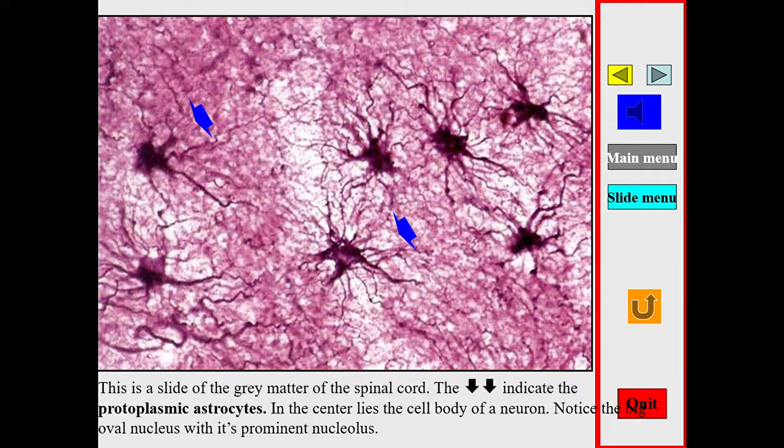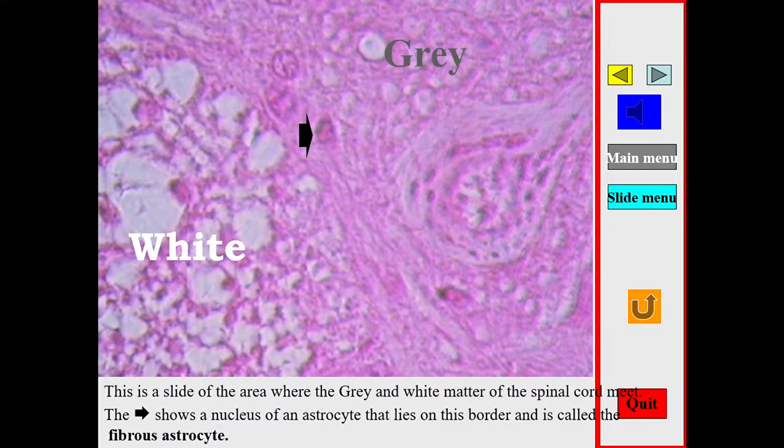Functions and types of the astrocytes. In this micrograph, we can see the astrocytes. They have a star shape with many processes, and this section is from the gray matter, so those cells are protoplasmic astrocytes. This one is from the white matter, and this represents the fibrous astrocytes.